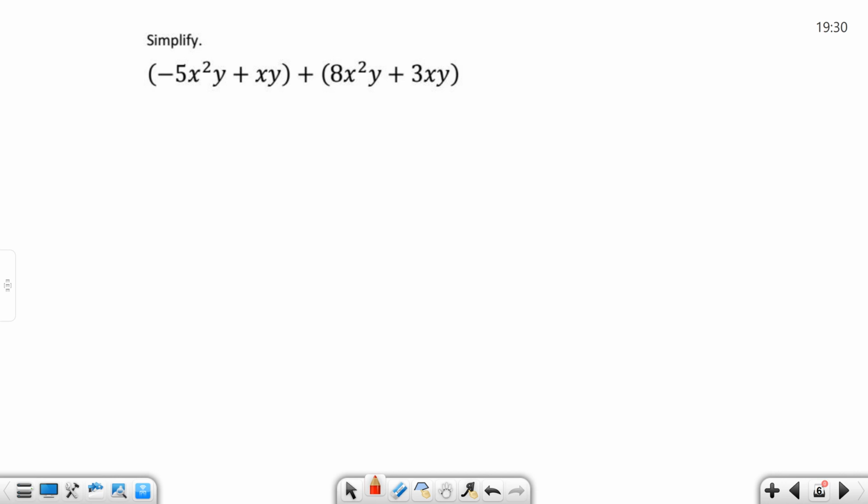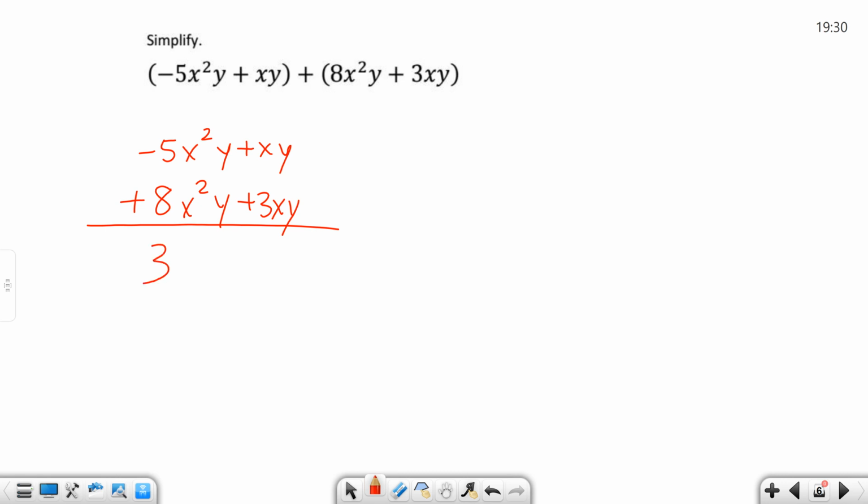So here, this is a polynomial: x squared y and x squared y and then xy and xy. It's built the same. Same thing we had before, it just has extra stuff in it. So then I'm going to line these up. Negative 5x squared y plus xy. And there's a plus here, so it doesn't change any of those signs. So the 8x squared y plus 3xy. And I tell myself, okay, this 8 is positive, so I'm going to put it plus since I'm lining it up vertically. So negative 5 plus 8 is a positive 3, and that's x squared y.